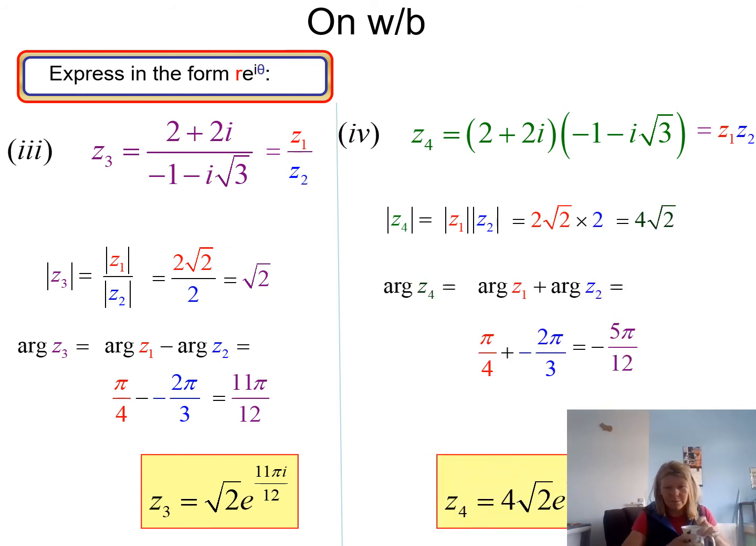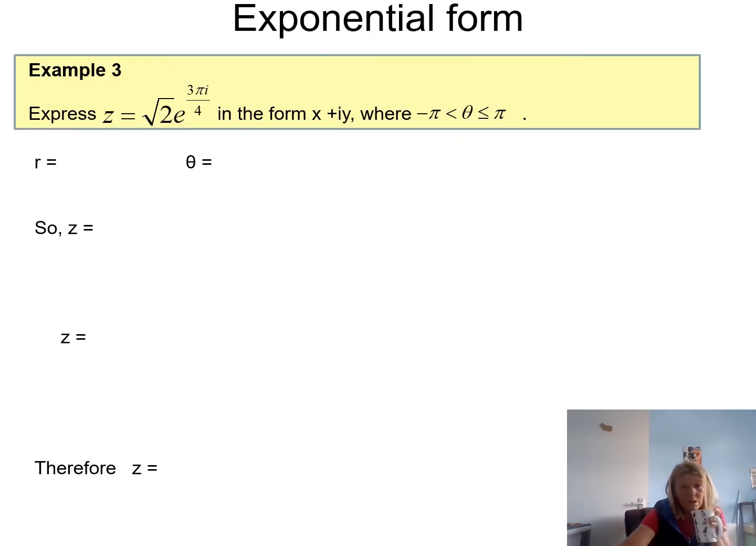And I'm adding the answer. But it says 4 root 2 e to the i 5 pi over 12. I can't even say it. 5 pi over 12. Right, what now?